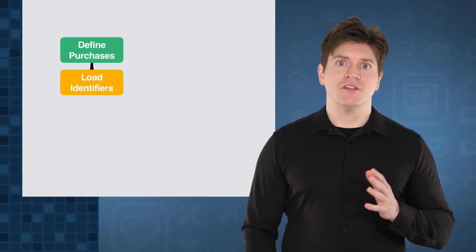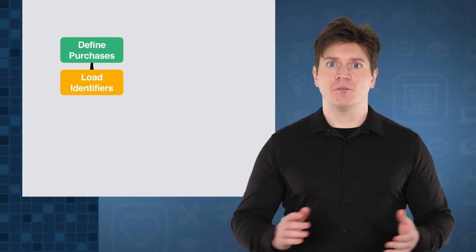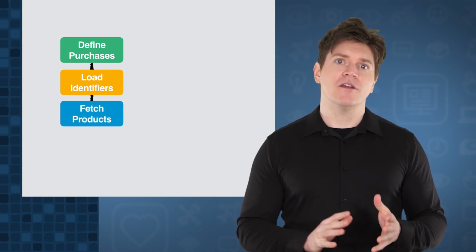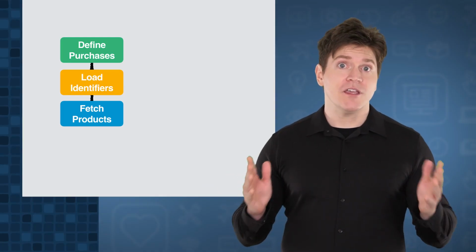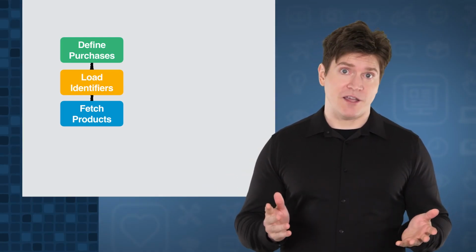We can define our purchases in Xcode, which allows for rapid development, but eventually you still need to define them in App Store Connect. Next, when the app starts, you'll load in the app identifiers of all your purchasable items. From there, you'll fetch the product info of all your purchasable items. At some point, you'll have a place where an end user can buy your item.